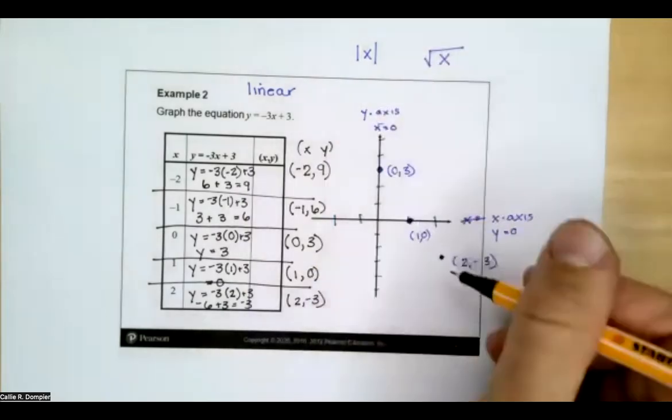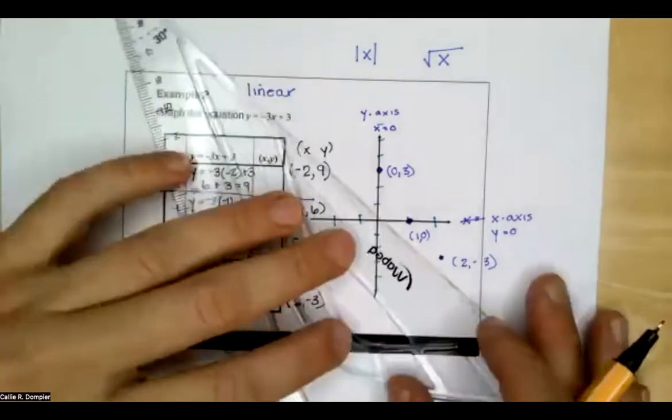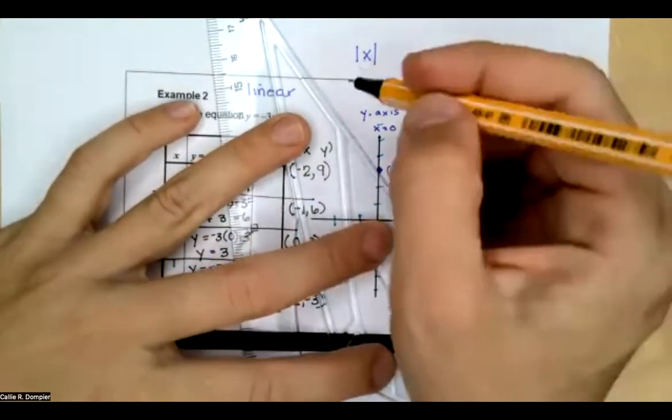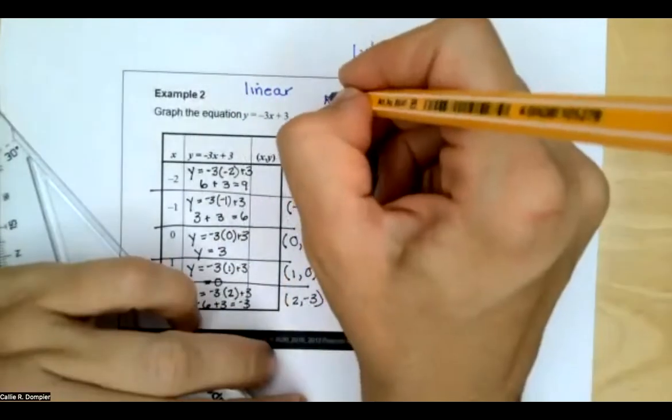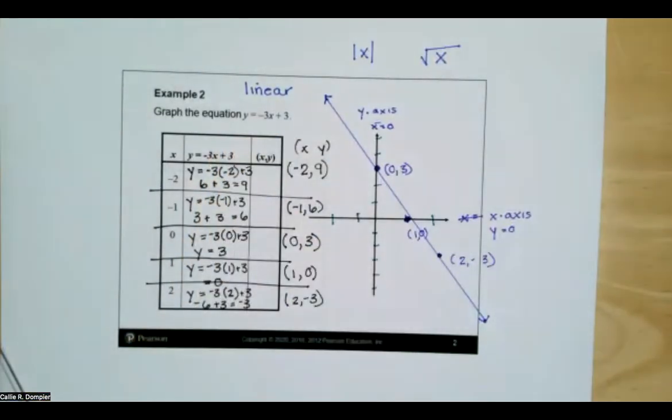And it looks like those are all staying in a line, so that's probably enough points for me. I feel confident about my graph. So that is how you would graph the equation y equals -3x plus 3.